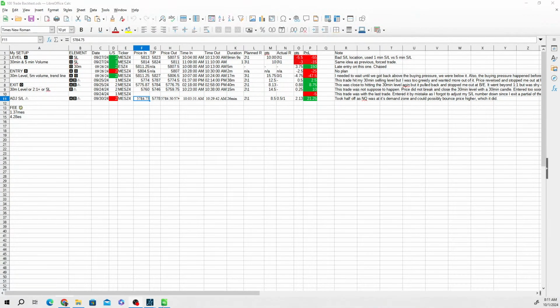All right, so today is October 1st, 2024. Pre-market levels. So yesterday I took one trade, and it had A and it had B.